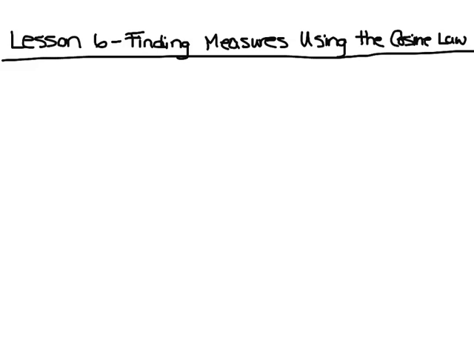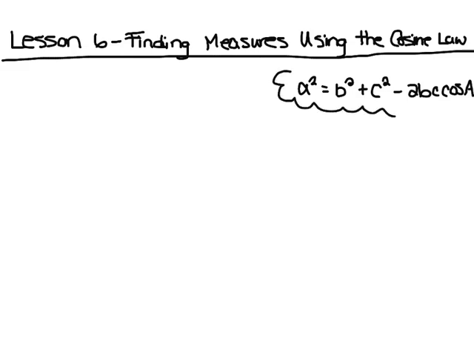Lesson 6, finding measures using the cosine law. So we're using the cosine law. So a squared is equal to b squared plus c squared minus 2bc cos a. So now, rather than finding the length, we're going to find the angle.